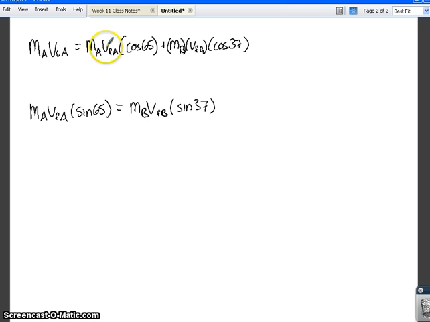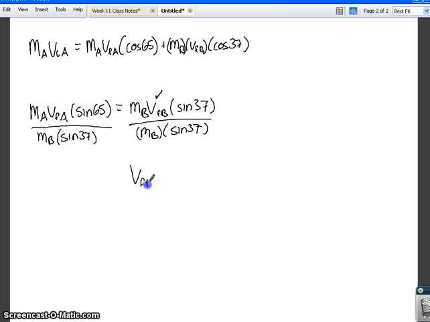So here are my two equations rewritten. I'm going to figure out what velocity final B is. So I'm going to divide both sides by the mass of B times the sine of 37. And what I'm going to get is V final B equals MA, V final A sine 65 over mass of B times the sine of 37.